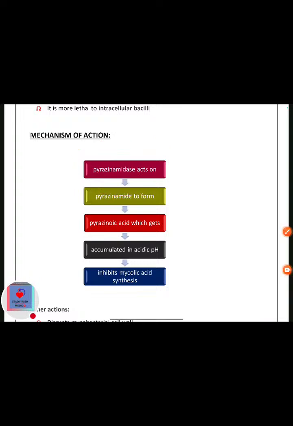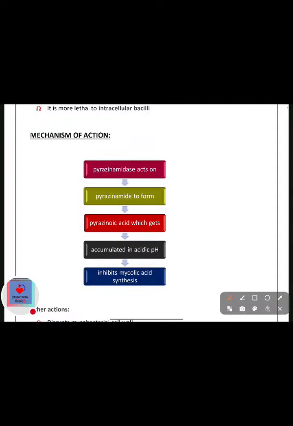2. Acidic environment. The conversion of PZA to POA is more efficient in acidic environments. The acidic conditions within TB granulomas, the lesions formed by the bacteria, favor this conversion. 3. Membrane transport. POA, being a weak acid, can easily diffuse across bacterial membranes. This allows it to enter the bacterial cell.